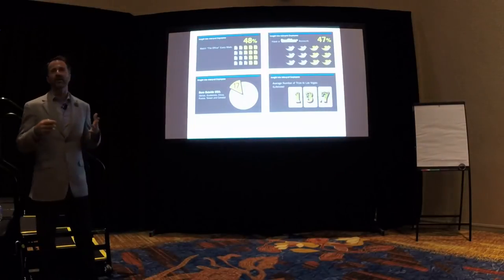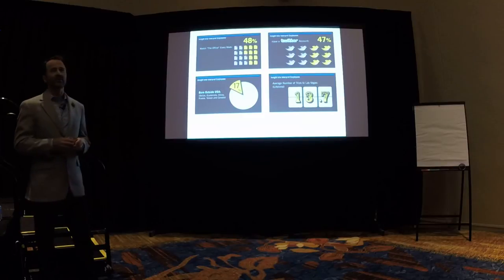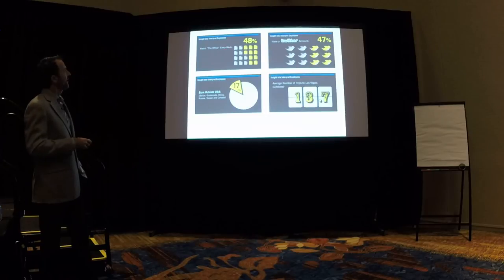So within a website, again, this is where you might use, rather than listing facts about your people in paragraph form, infographics that give a sense of it: 40% of your staff watch The Office every week. This is a little bit dated. 47% have a Twitter account. Average number of trips to Las Vegas, 13.7. And they wanted to communicate that they do have international staff, so 17% come from outside the country.